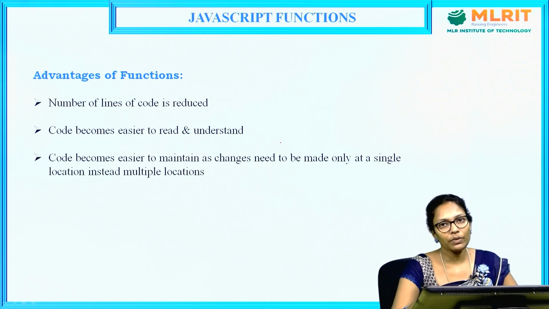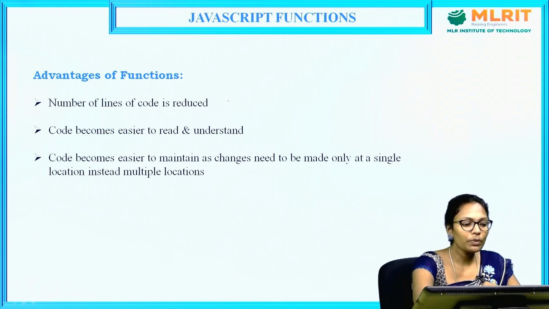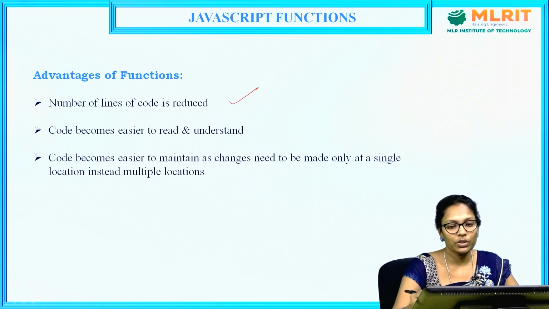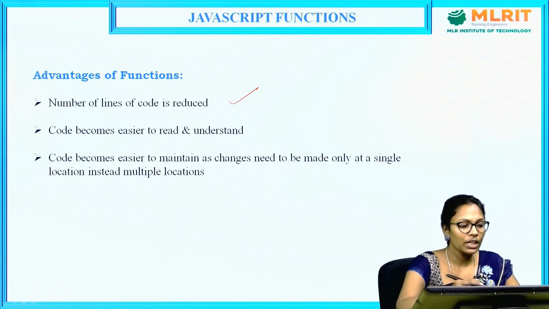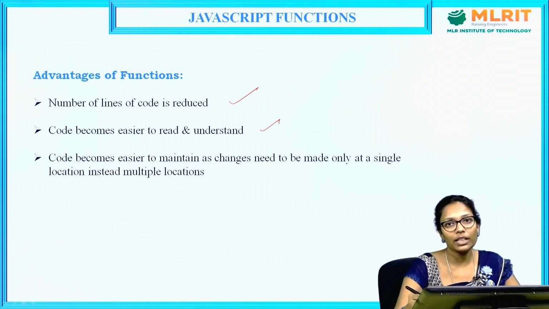So what are the advantages? Till now, whatever we discussed are advantages. The number of lines of code is reduced. If you combine all the code in one place, it is very clumsy to understand, and at the same time the size will also be more. But if you split the complete code into different subroutines or functions, then the code will be reduced. The code becomes easier to read and understand. For understanding purposes also, it is very easy if you make them functions.